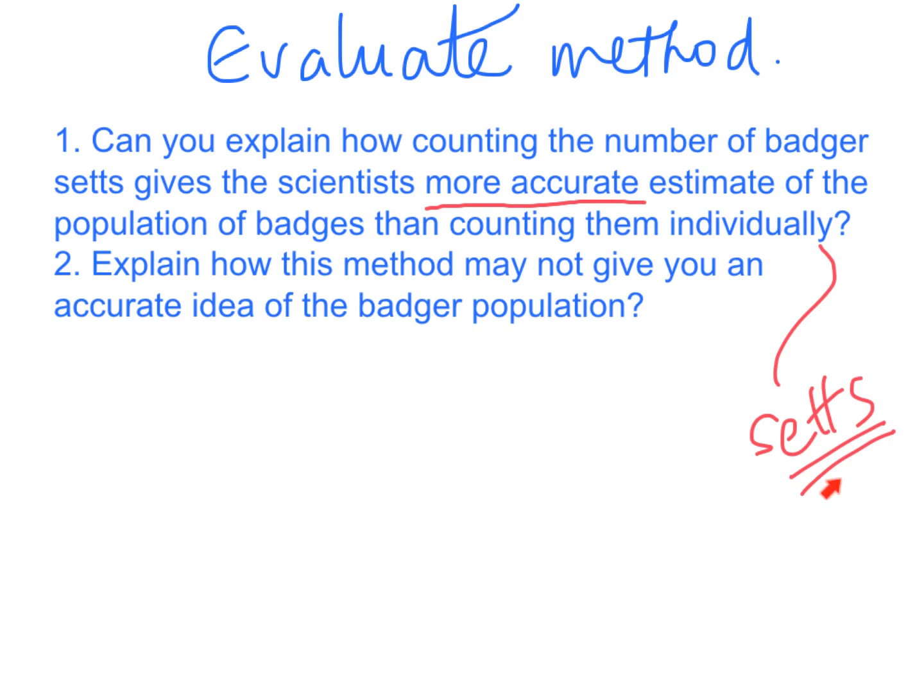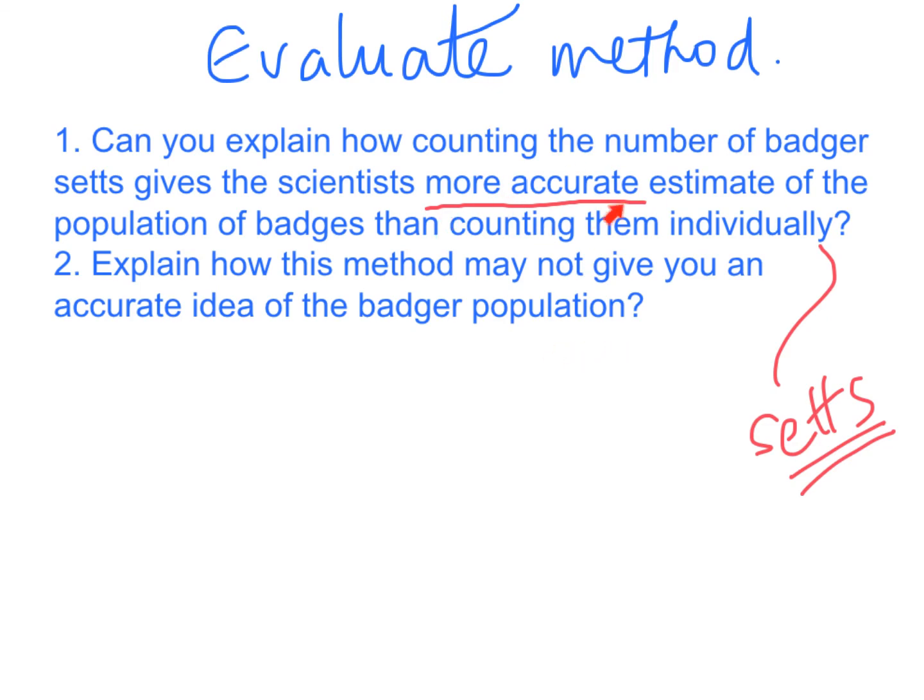So that is one very important advantage of counting something else instead of the organisms themselves, which gives you an idea about the number of organisms living in a place. As you can see, badgers move about, and it is very hard not to count badgers twice or even three times. Now the second question: explain how this method may not give you an accurate idea of the badger population.